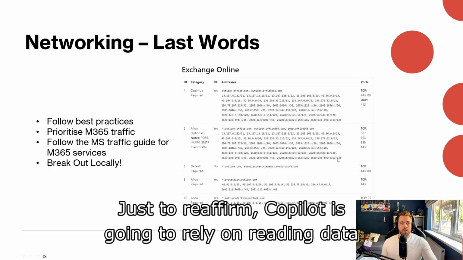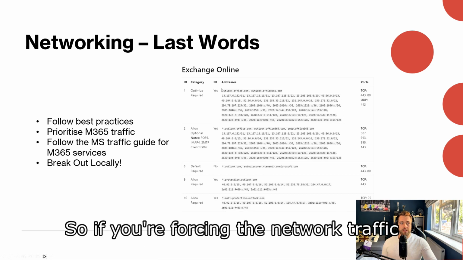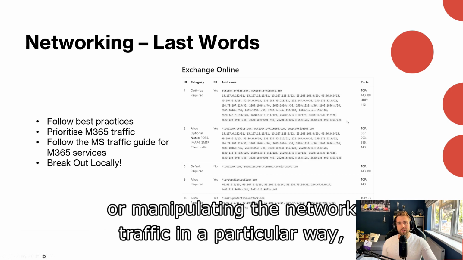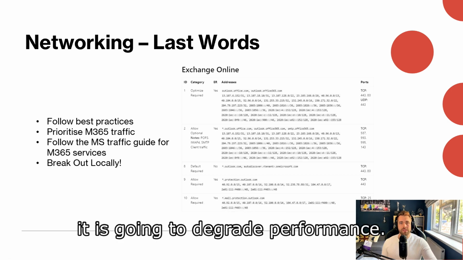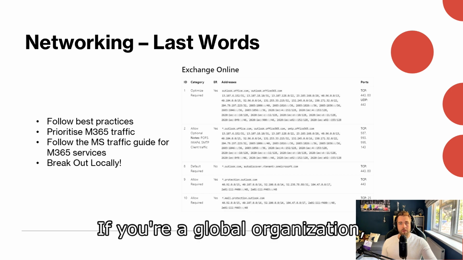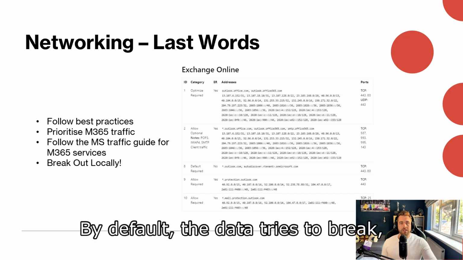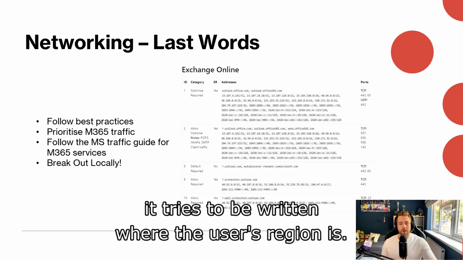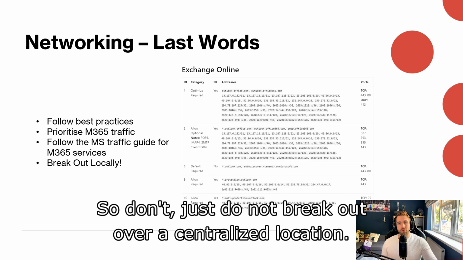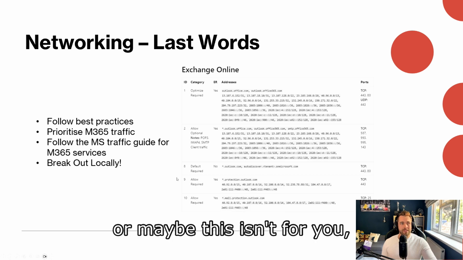Just to reaffirm, Copilot is going to rely on reading data from users' regions and writing to that region. So if you're forcing or manipulating the network traffic in a particular way, it is going to degrade performance. It is also potentially going to affect, if you're a global organization, your data sovereignty and where the data is being written to. By default, the data tries to be written where the user's region is. So do not break out over a centralized location. If you're doing that, try and figure out a way not to do it, or maybe this isn't for you.